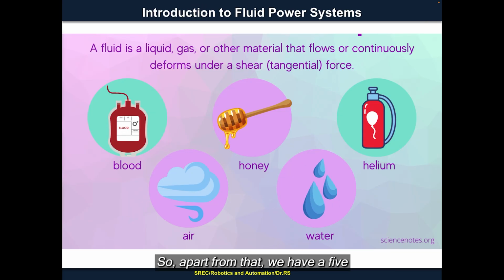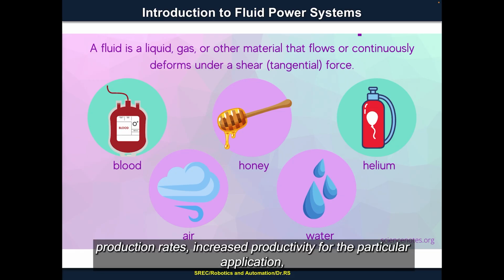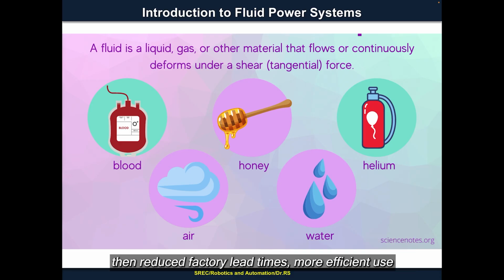Apart from that, we have a 5D, that is deadlines or targets to meet in the industries, so the industries will go for automation. Apart from that, there are some other reasons why automation is preferred in industries, like higher production rates, increased productivity for the particular application, reduced factory lead times, more efficient use of materials, as well as quality and improved safety aspects. Similarly, if the labor requires shorter work weeks, we can go for automation.